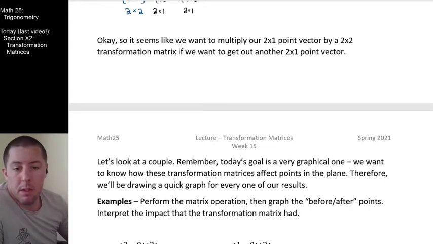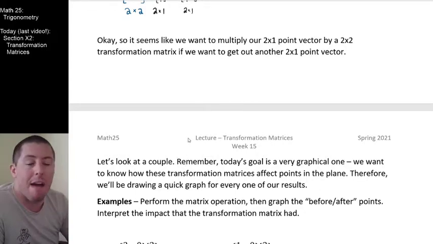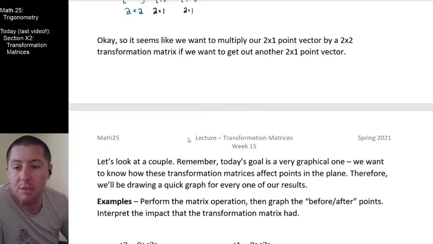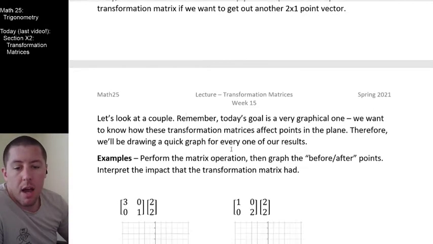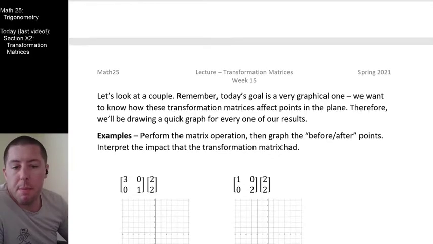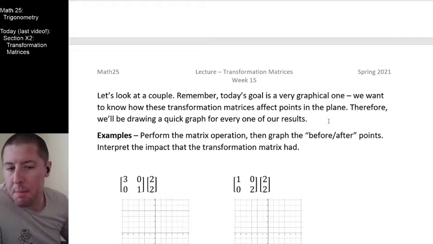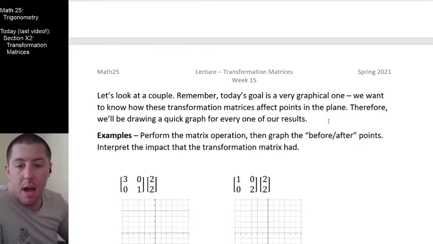And very importantly, remember, today's goal is intensely graphical. This is very much a graphical concept that we're looking at here. This wouldn't be very interesting to us if we weren't drawing a picture for every single example that we did. Right? We want to know how these transformation matrices affect points in the plane. So we're going to draw a quick graph for every single one of the results that we get here today. So as our first examples, let's go ahead and perform the matrix operation, then graph the before and after points and interpret the impact that the transformation matrix had on that point.